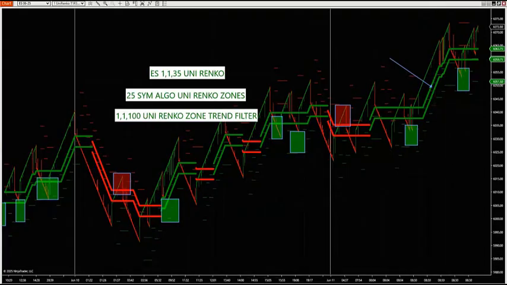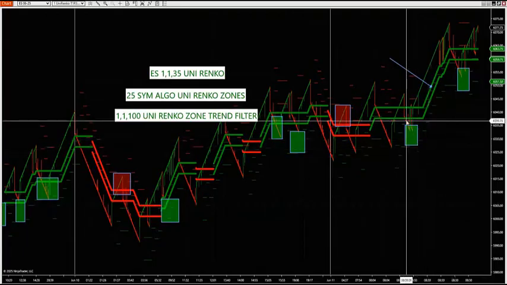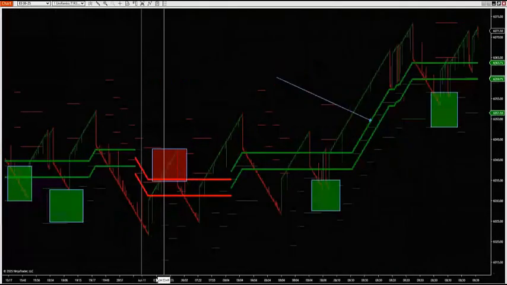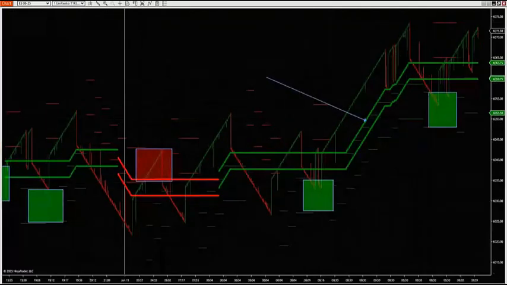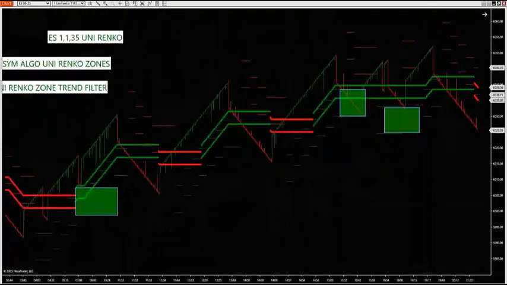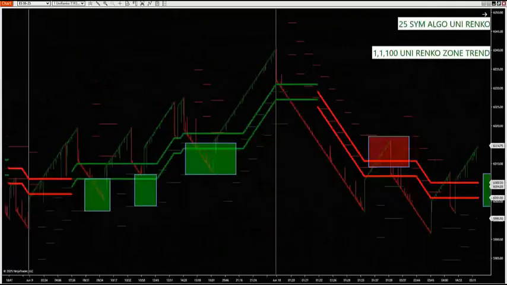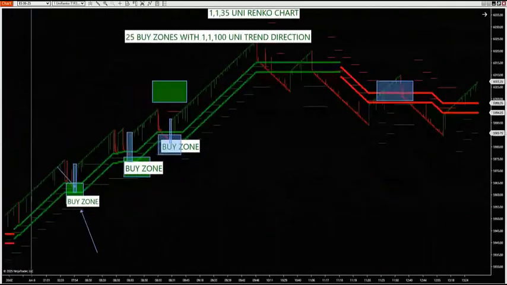All right, or go back in this video or go back in your own charts and look at only taking zone with the 1-100 uni Renko zone trend filter. Today, it hasn't missed a zone yet. 1, 2, 3. 3 for 3 in the zones. Yesterday, 1, 2, 3, 4. 4 for 4 yesterday. 1, 2, 3 the day before. 1, 2, 3 the day before that.